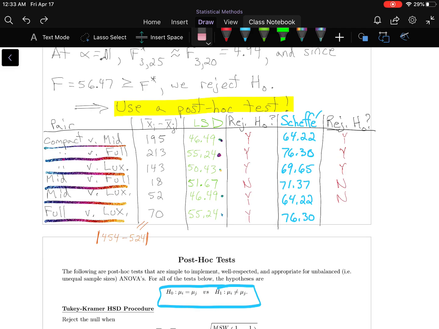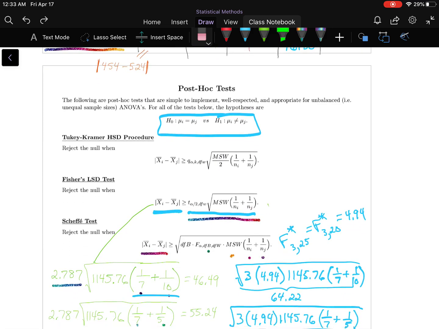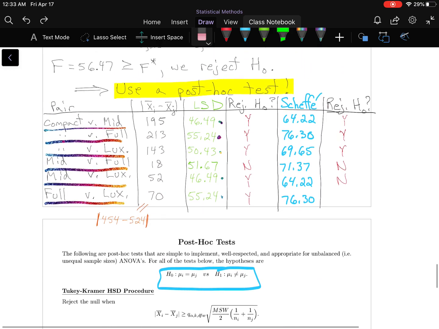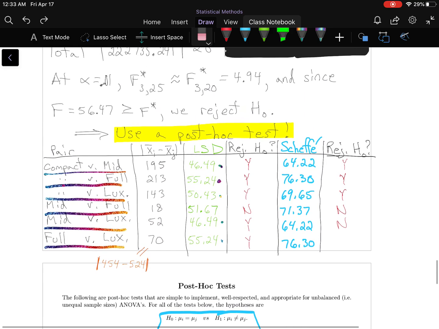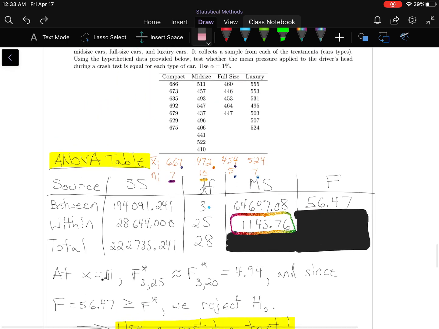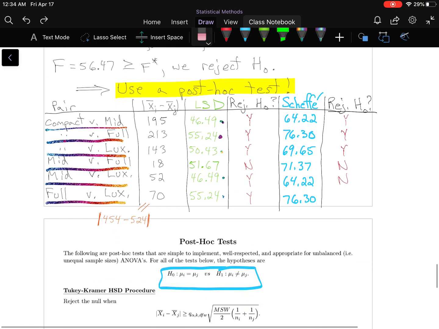The first thing that I obtain is the left side of all of these post-hoc test formulas. So I want the absolute difference of the means of the 2 groups that I'm comparing at any one time. So for example, compact versus mid. Compact has a mean of 667. Mid has a mean of 472. I wrote the averages below each of the corresponding columns. If you subtract one from the other and you take the absolute value, you get 195.